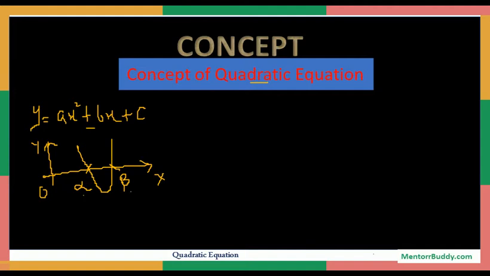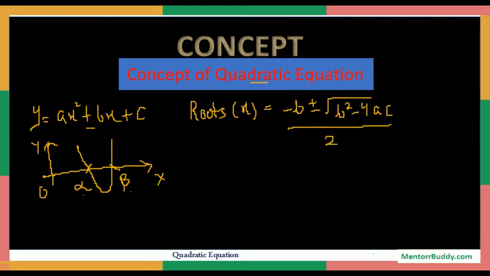Now, in case I need to figure out the roots of the equation, that is the value of x, that will always be equal to minus b plus minus under root b square minus 4ac upon 2a. So this is going to be the value of x, or the value of the roots, which we need to figure out in the case of a quadratic equation. Now applying the same logic in the coming question.